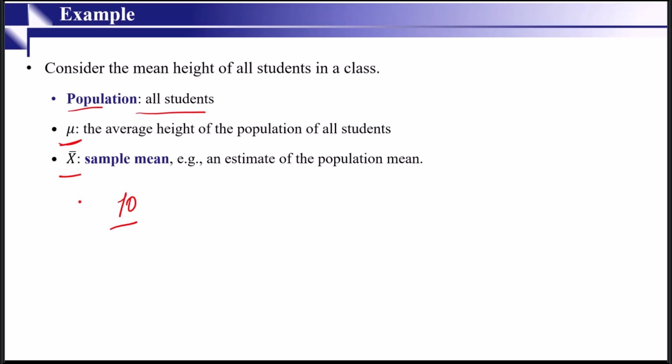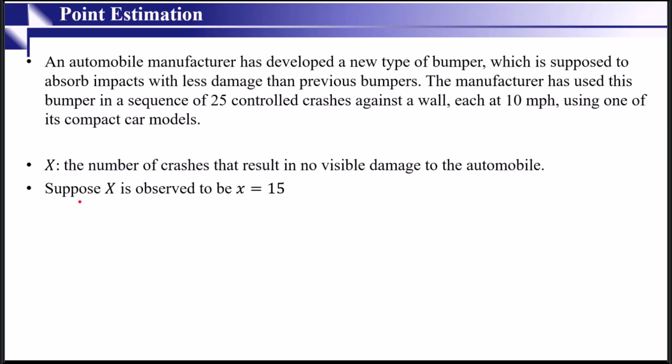Then the sample mean, x bar, is an estimate of the population mean, which is mu. This is a classic case of point estimation in action.